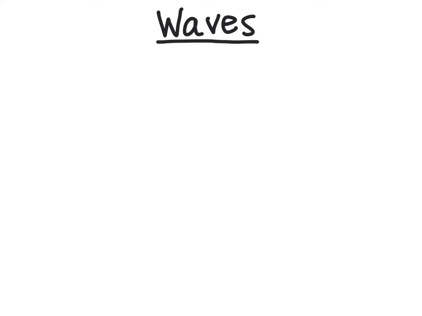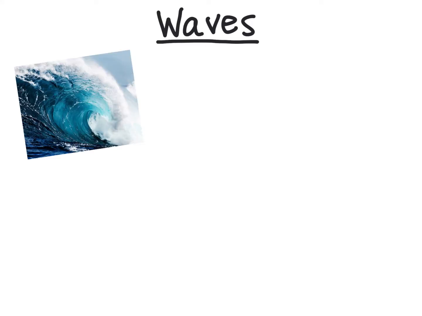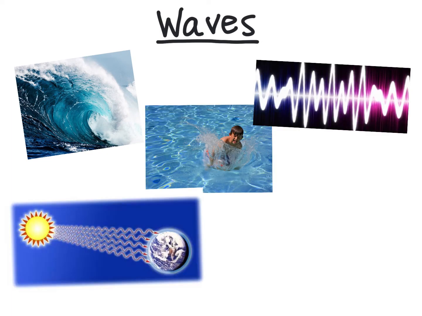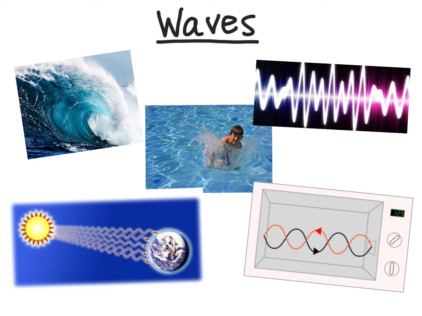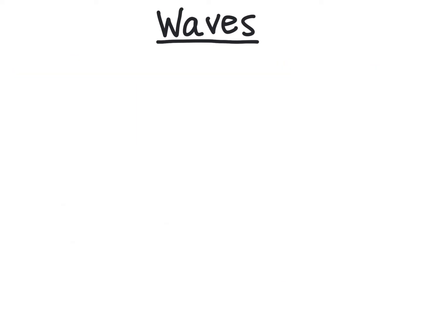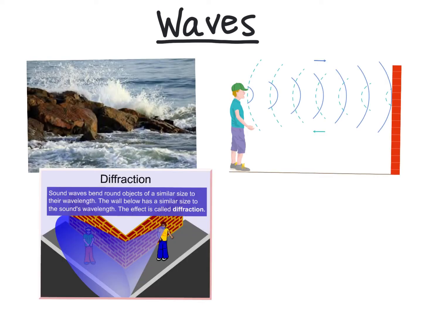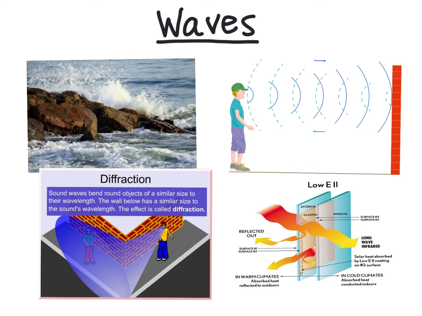There are all kinds of different waves. Water waves, like in the ocean, or like when your brother does a cannonball in the pool. Sound waves, light waves, microwaves, etc. As these waves travel, they come in contact with different things. They crash into rocks, they bump into walls, they go around corners, they go through glass, and much more.